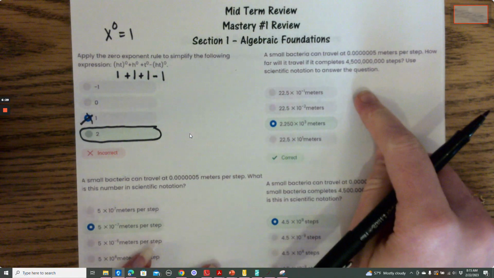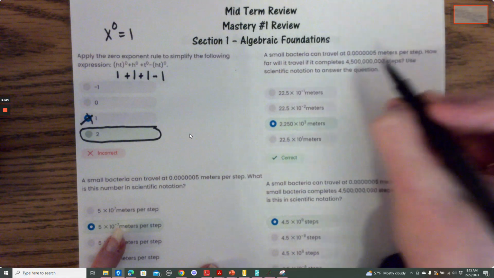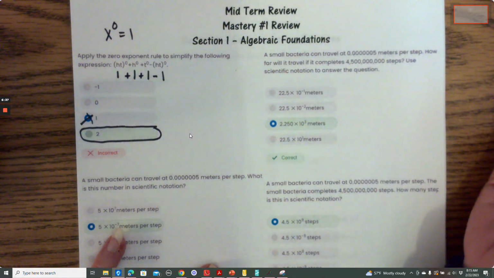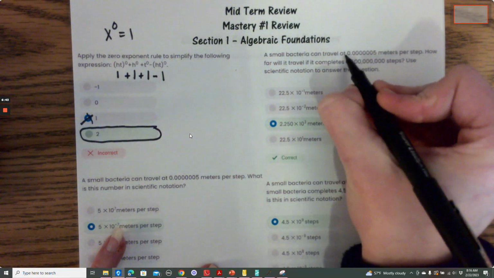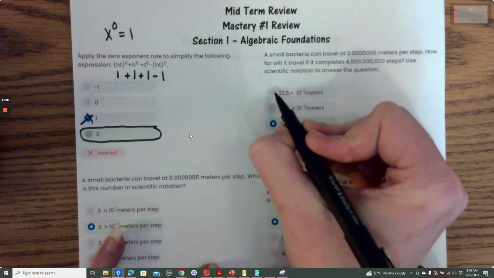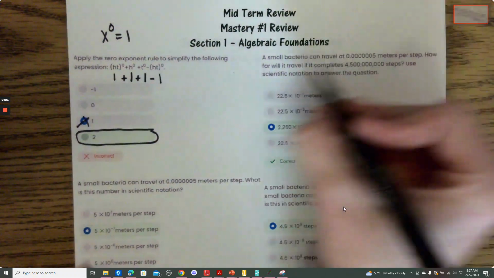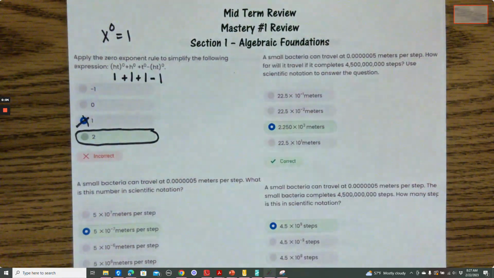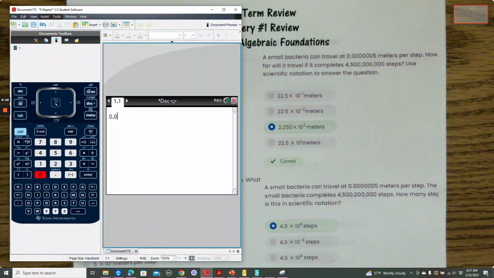All right, a small bacteria can travel at this many meters per step. How far will it travel if it completes this many steps? Use scientific notation to answer the question. So if this is your total, and this is how far it goes per step, we're looking for... Okay, so for this one, you're going to multiply your two values. Now, your calculator will do scientific notation. You can switch it over, and it will also automatically put answers into scientific notation. Now, this one doesn't.